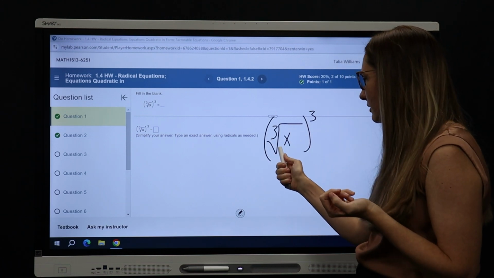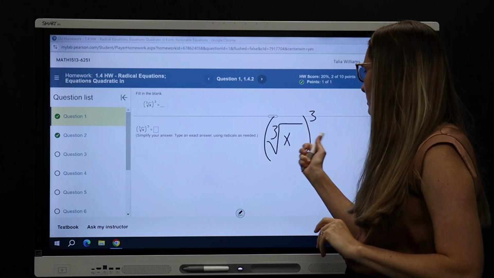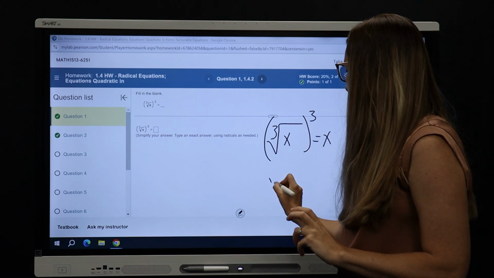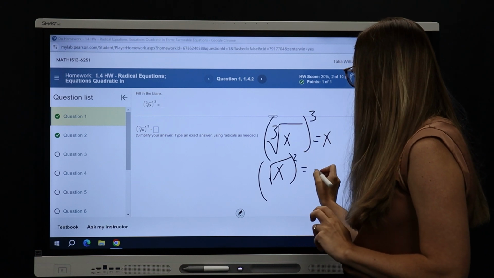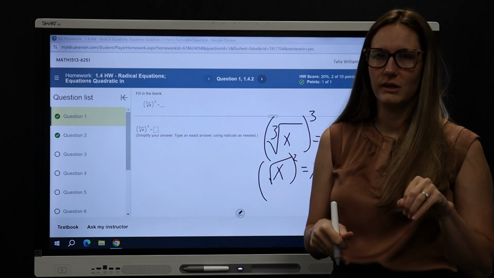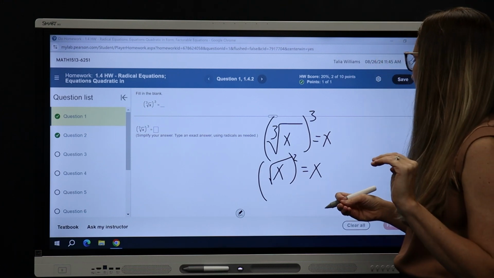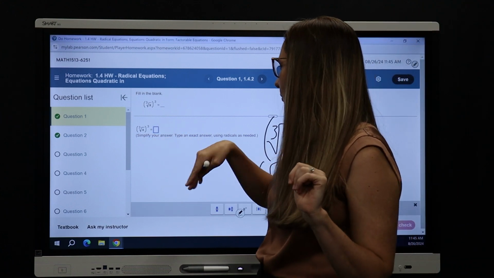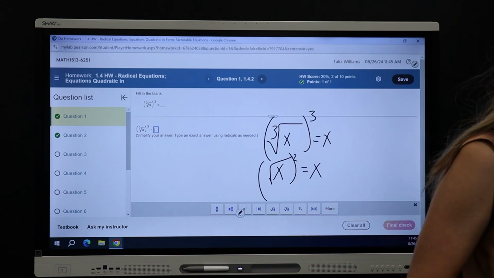If I have a cubed root and then I cube it, that is just going to be x. If I have the square root of x and then I square this, it's just going to be x. Okay? So the cubed root cubed is whatever is inside the radical.